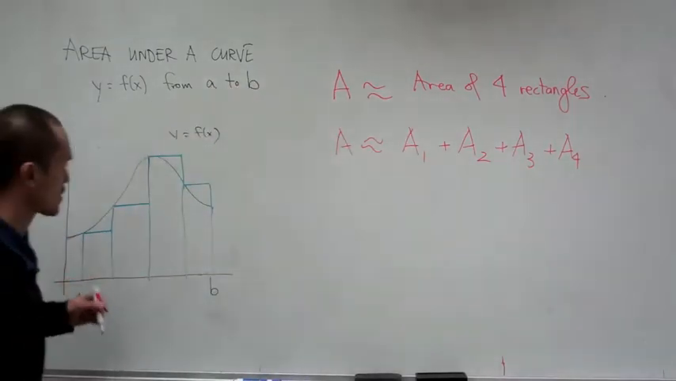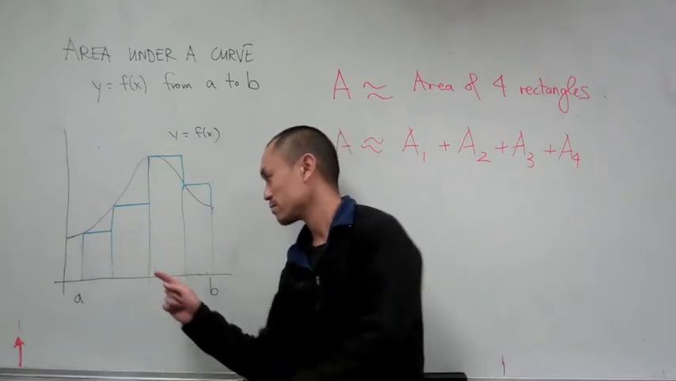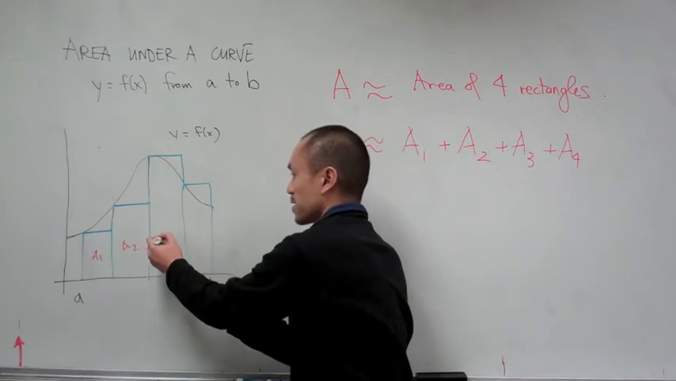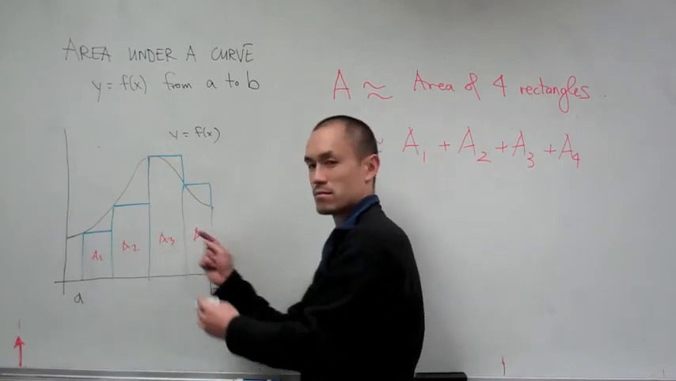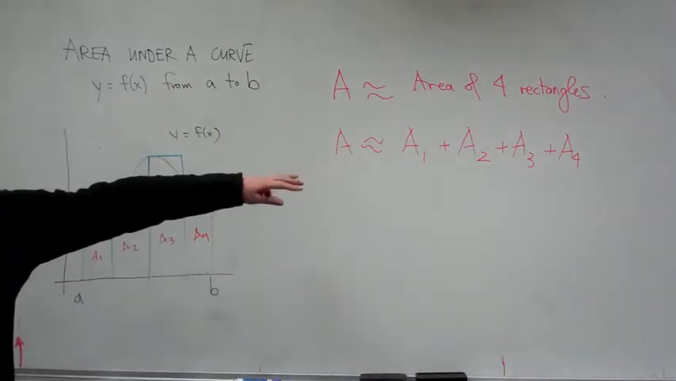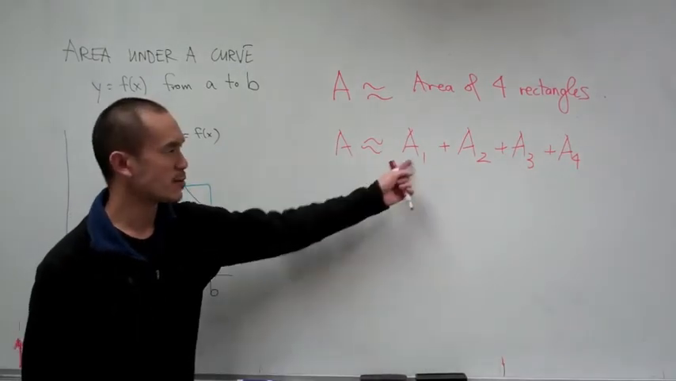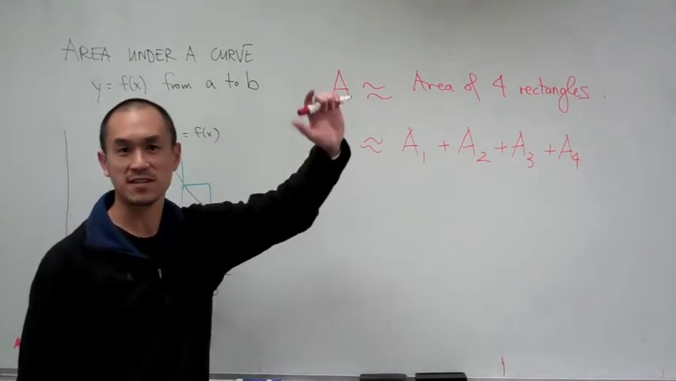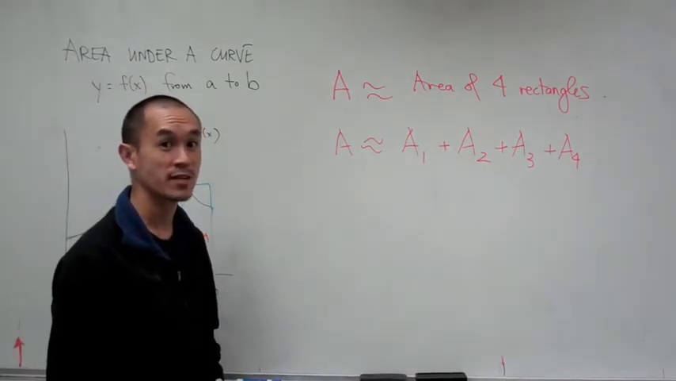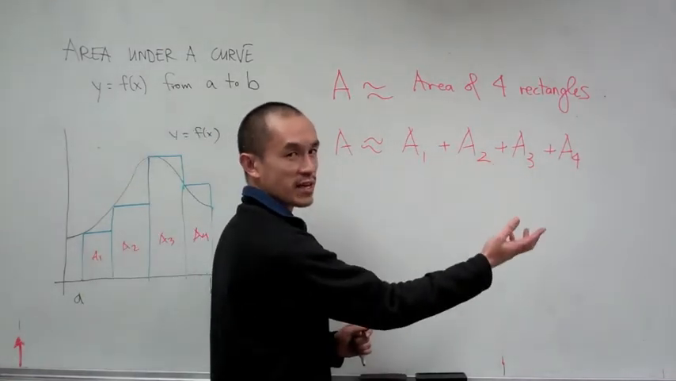I hope you can see the area of the first rectangle is just this area here. Like this is A1, this is A2, this is A3, and this is A4. I add all four of those areas together. It's not so bad when you only have four rectangles, but if I had like a zillion rectangles, I don't want to write down A1 plus A2 plus A3 plus a zillion going on forever. So we have a notation that we use called sigma notation. Sigma notation is an easy way to add together a whole bunch of things.